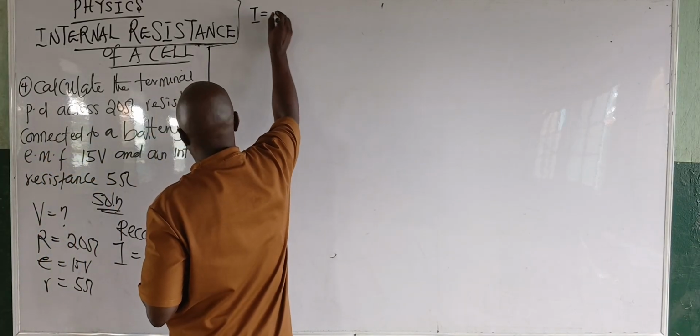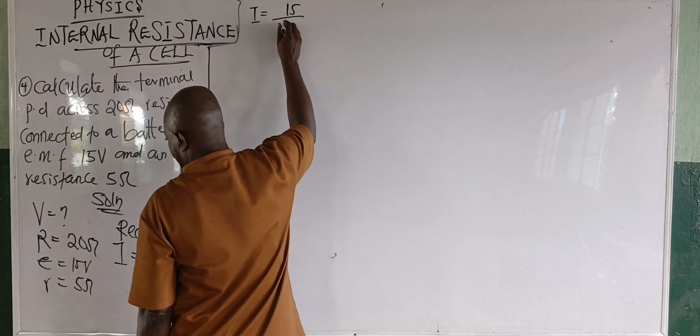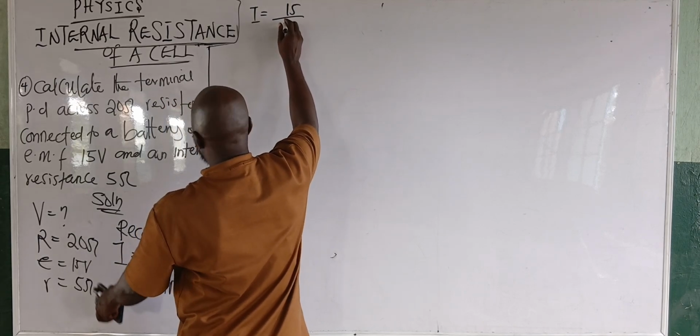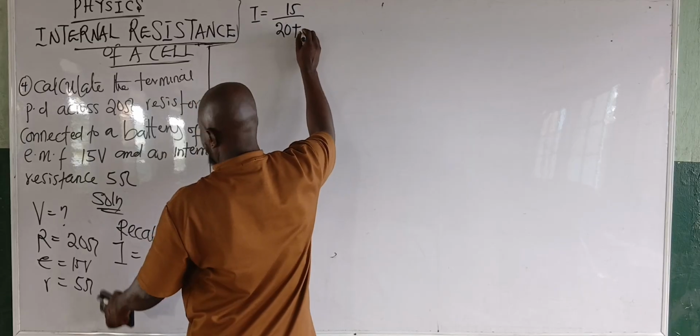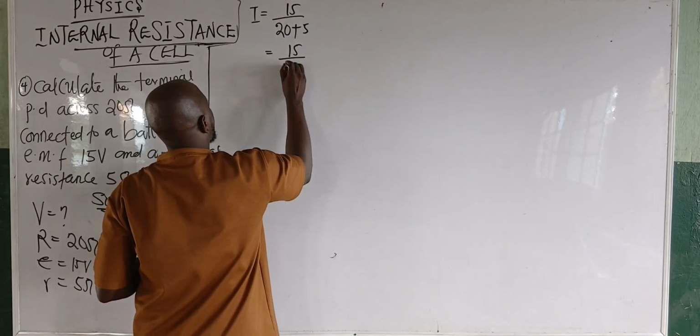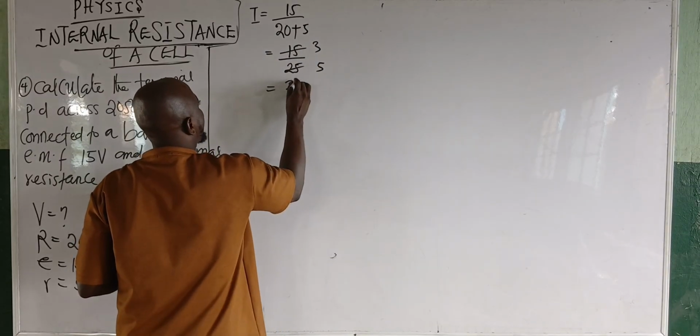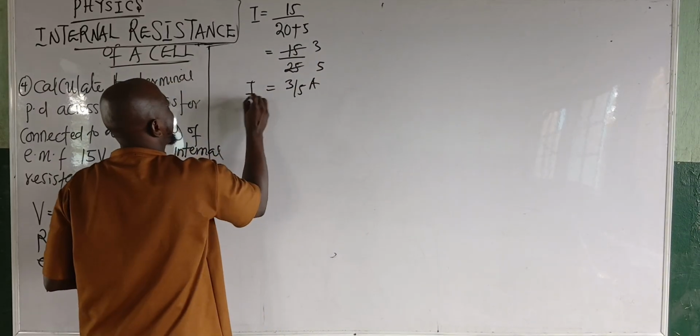So let's get current first. So what is my E here? My E is 15 here, all over. What is my big R? My big R is 20 plus what's my small r is this. So that will give us 15 over what? 25. So 5 can go here, 3, 5 can go here, 5. So I have my current to be 3 over 5. This is my current now.